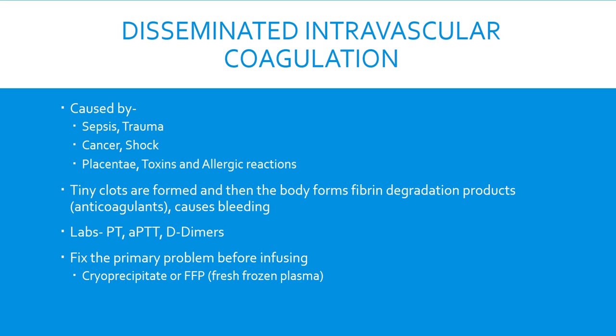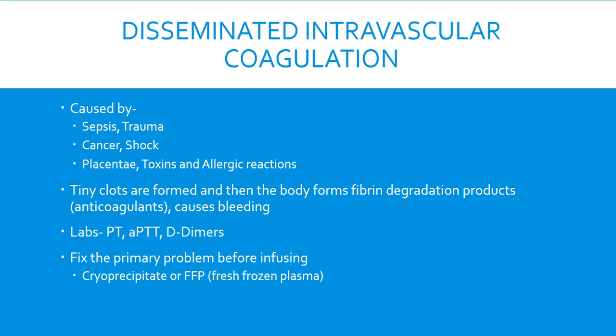So the next one is DIC, which is disseminated intravascular coagulation. This is caused by sepsis or trauma. It could be caused by cancer or shock, placenta problems, or toxins and allergic reactions. Tiny clots are formed, and then the body forms fibrin degradation products or anticoagulants, and then this actually causes bleeding.